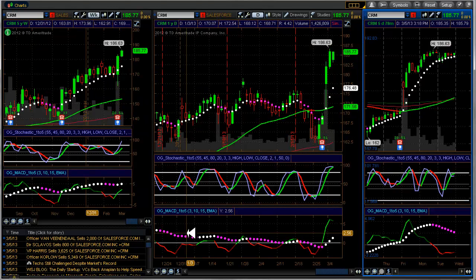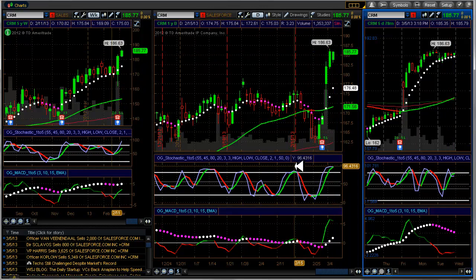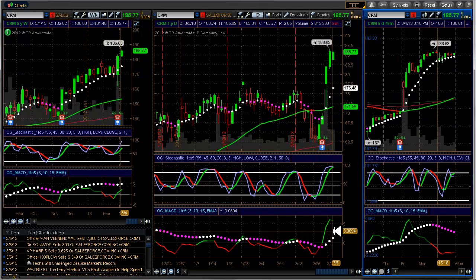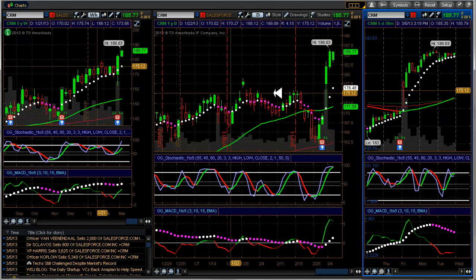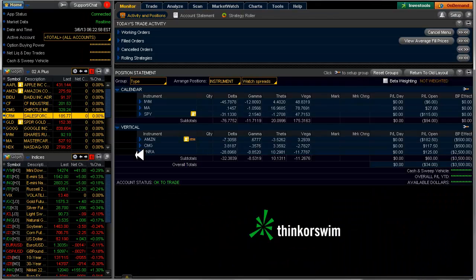Salesforce. Maybe running out of gas here. We have a hook down and a potential hook down here, but we're in an uptrend. So there may be a little bit of a correction here, and then it may continue up. So we'll just keep an eye on that one.